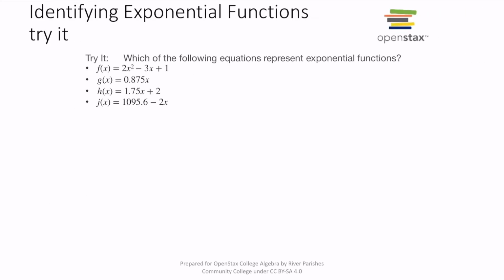Now let's determine which of these functions are exponential and which are not. First things first, let's take a look at each of these functions. The first one is f of x equal to 2x squared minus 3x plus 1. The first thing we need to remember is that it should be of the form a b power x, where a and b are constants and x is the variable. No function here has that form, so all of these are not exponential functions.